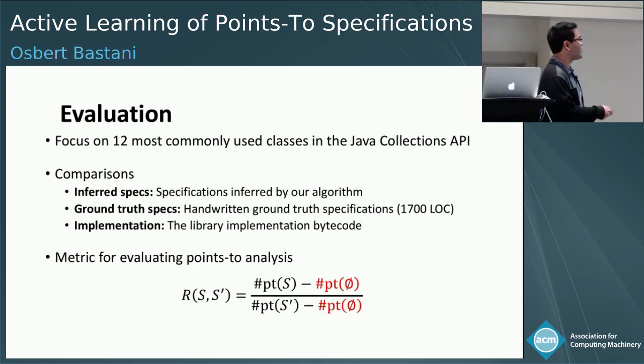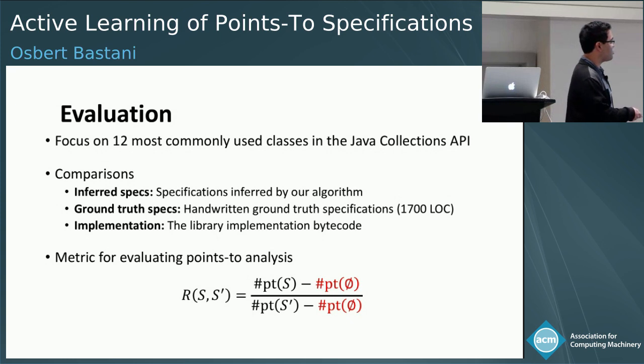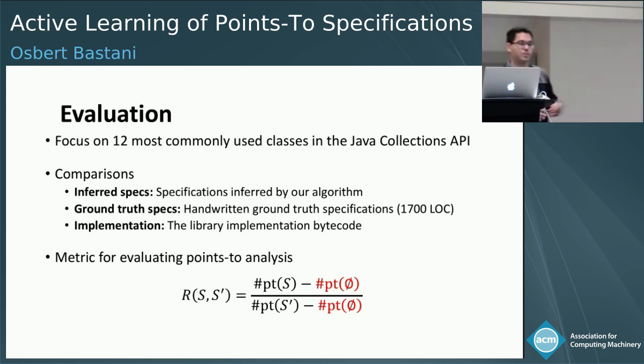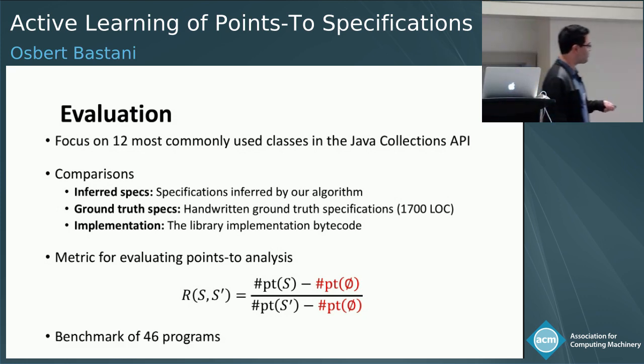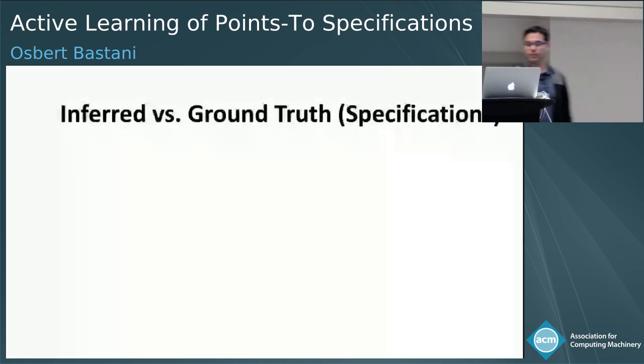In addition to directly comparing the specifications, we're also going to compare the results of the PointsTo analysis. I'm going to use this metric R of S prime, which is the ratio of the number of PointsTo edges discovered by S over the number of PointsTo edges discovered by S prime. But we're going to ignore PointsTo edges that are trivial, which we can discover even if we use empty specifications, which treat all of the library functions as no-ops. We're going to make this comparison on a benchmark of 46 programs.